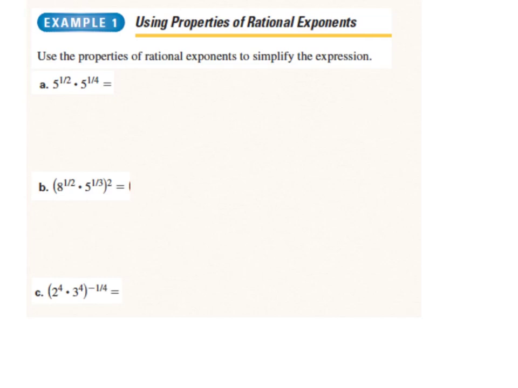Okay, so for this property here, nothing changes in terms of what we do. 5 to the 1/2 times 5 to the 1/4 is still 5 to the 1/2 plus 1/4. Now the trouble comes, we have fractions. So we have 1/2 plus 1/4.